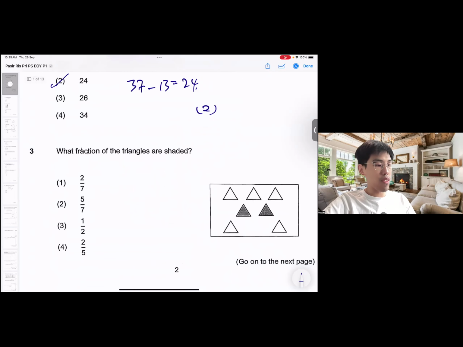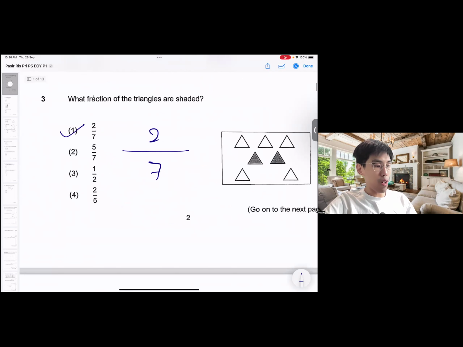Next, what fraction of the triangles are shaded? In total, there are 7 triangles. Then there are 2 of them that are shaded. So answer option 1. Pretty straightforward.